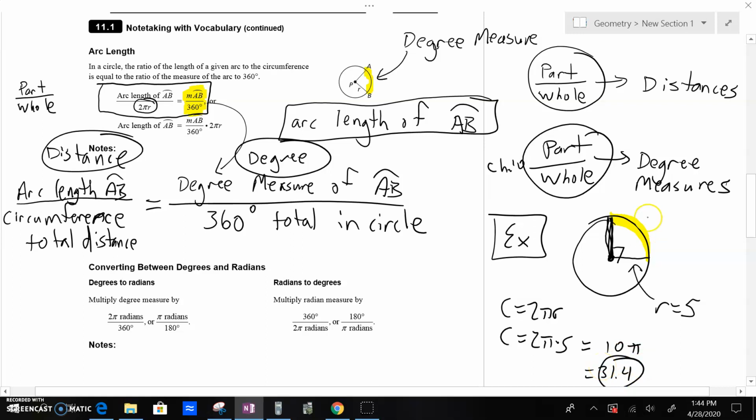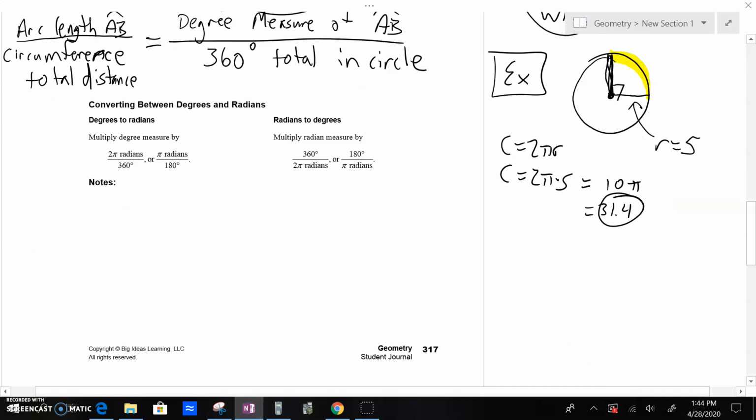So now I want this yellow arc. Well, I want part of it. So I want part, or the arc, we'll just say arc length. So I'm going to take part divided by the whole thing, 31.4, and that's going to equal 90 degrees in the middle. So there's my 90. Part divided by whole. So again, part divided by whole on arc length, part divided by whole on degree measure, and whatever your central angle is, it's the same number of degrees in your arc length measure.